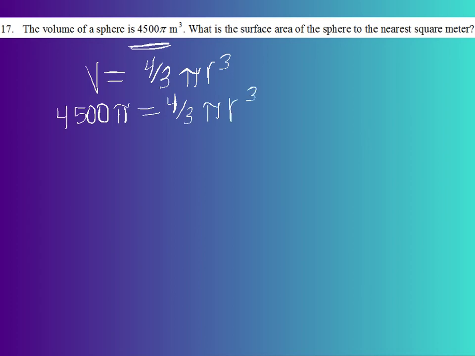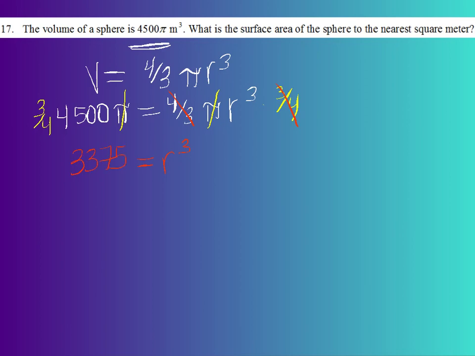Well, notice you have a pi symbol on each side, so those cancel each other out. And then to get rid of the 4/3, since it's multiplying, we would divide normally, but since it's a fraction, we're going to multiply by 3/4 on each side. And multiplying by 3/4 cancels out the 4/3. So we have r cubed is equal to 3/4 times 4,500. And when you do that math, you get 3375.